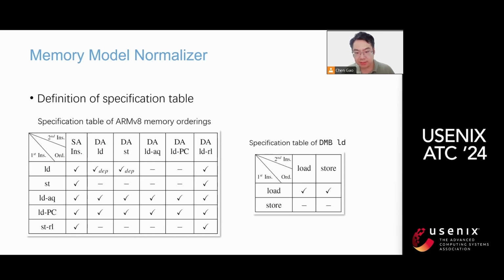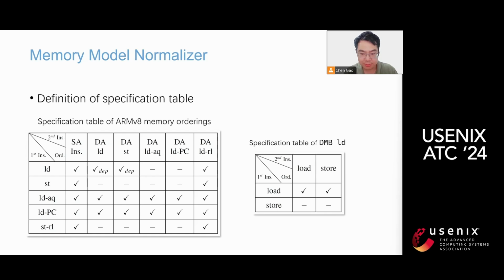The checkmark symbol denotes a pair of ordered memory accesses, and null denotes unordered memory accesses. Each cell in the specification table specifies whether the memory access instruction of the type in the row header must be ordered with the subsequent access of the type in the column header. The specification tables for ARMv8 and DMB load have different rows and columns, which makes direct comparison impossible. The same issue also arises in specification tables of different memory models.